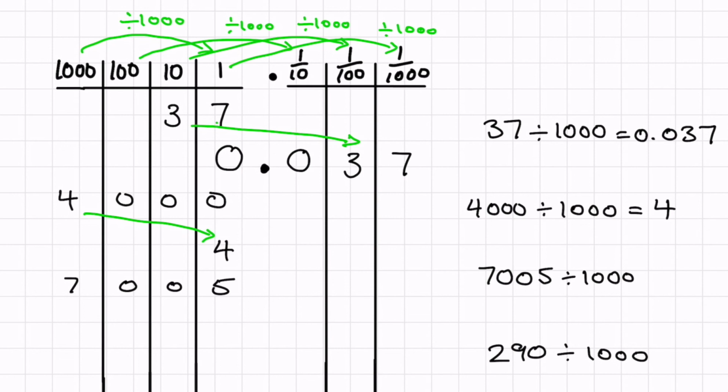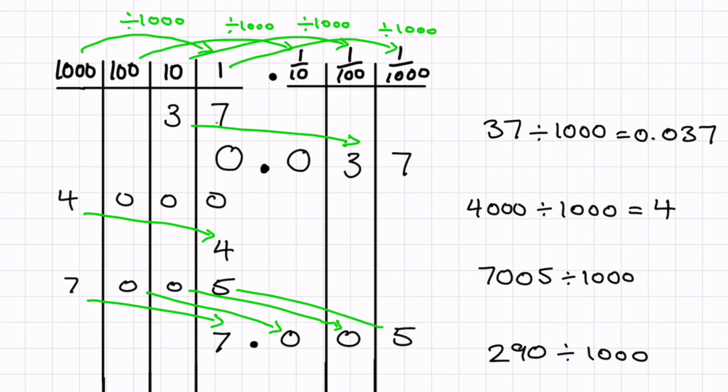7,005 divided by 1,000. So the 7 moves from the 1,000 column into the ones column. Now look what happens. We've got the nought and the nought and the 5. They should follow on afterwards. So I'll put a decimal point in. We've got 0, 0, 5. And we can see that the nought that's in the hundreds column is now in the tenths column. The nought that's in the tens column is now in the hundreds column. And the 5 that's in the ones column is now in the thousandth column.